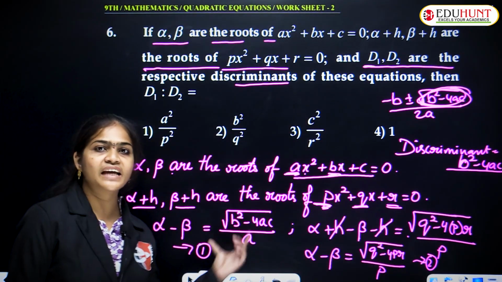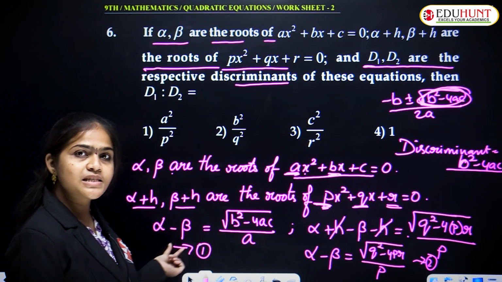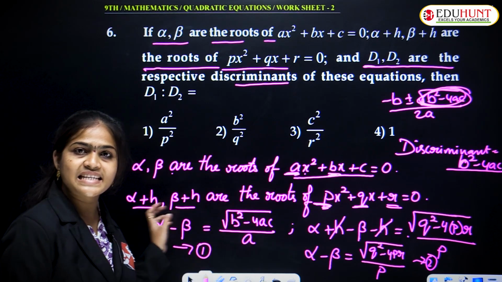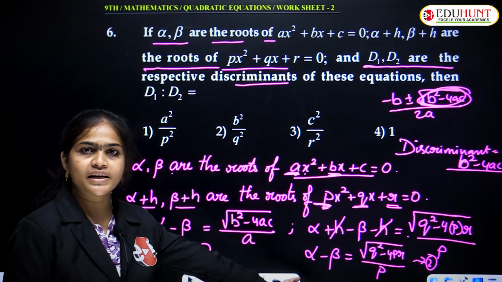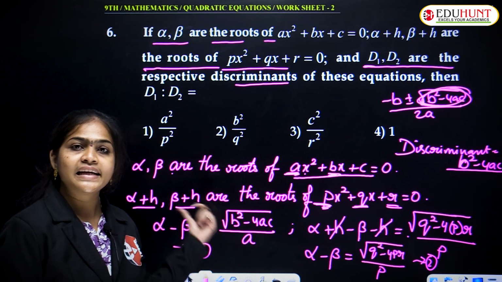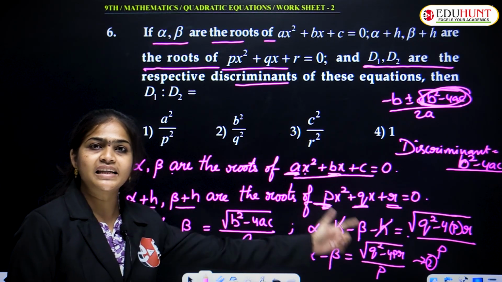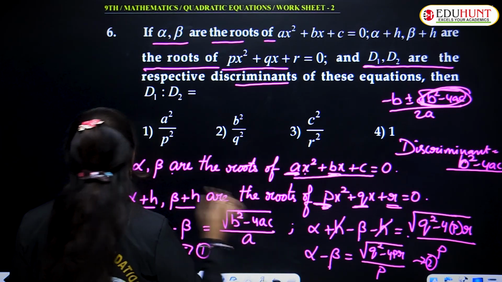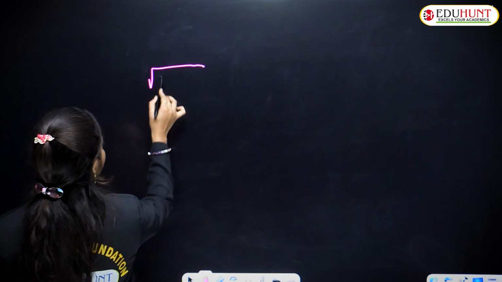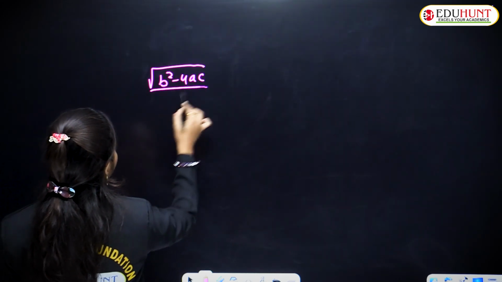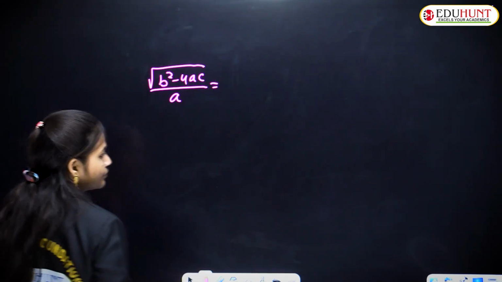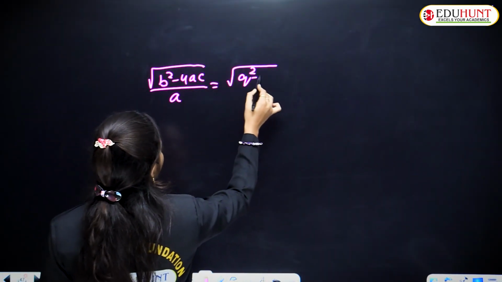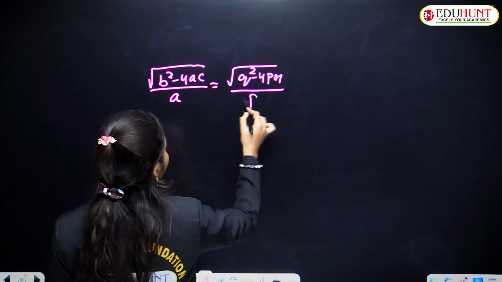So from 1 and 2 we can observe one thing. What is that? Here alpha minus beta is there, here also alpha minus beta is there. So the difference of these two roots, those two are the same values only. Alpha minus beta, alpha minus beta. So from this we can write that if the LHSs are equal, then we can equate the RHS. So square root of b square minus 4ac by a is equal to square root of q square minus 4pr by p.